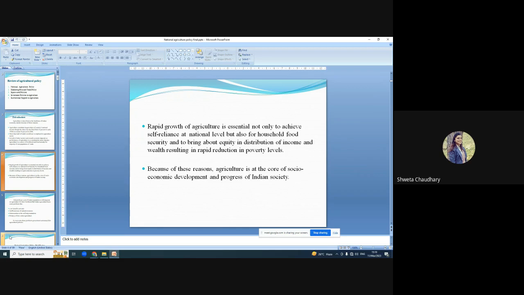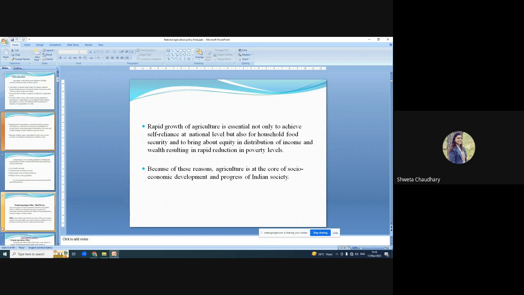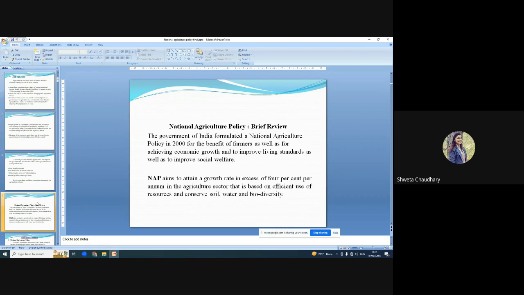So if somebody asks why agriculture is very important, the first reason is it is the backbone of our country because most of the population is engaged in agriculture. Second, the vast proportion of the income comes from the agriculture sector. And it is responsible for curing various country issues of food and nutritional security, income security, poverty levels, and so on. Then the first policy we will discuss here is the National Agriculture Policy.